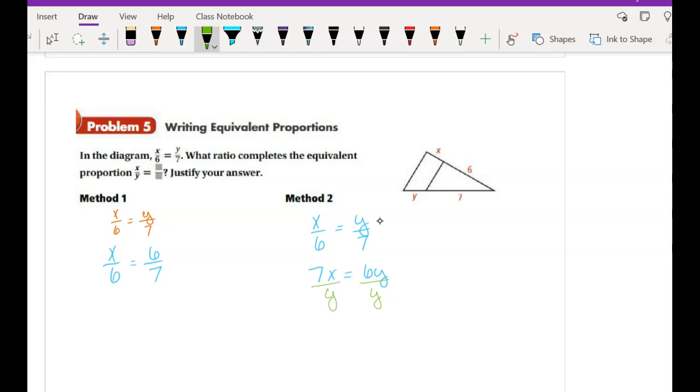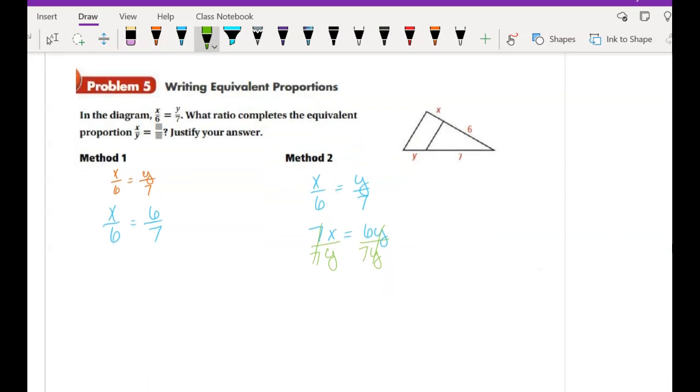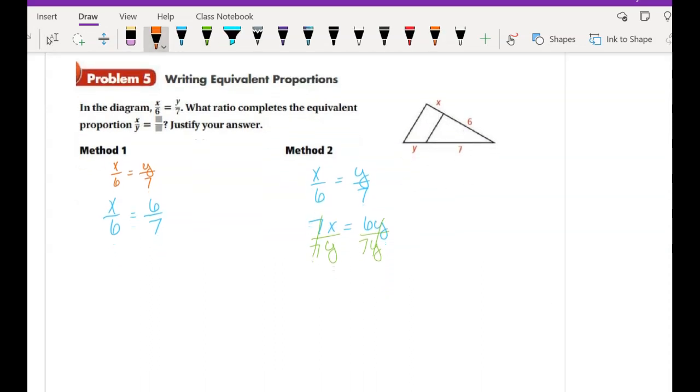Now who's in the way of x being by itself? Okay, 7. How's it attached? Multiplication. What's the opposite of multiplying? Dividing. So I can divide this by 7. That's going to cancel out. What I do to one side, I have to do to the other. Oh, and good things have happened for me. I have x over y is equal to 6 over 7.